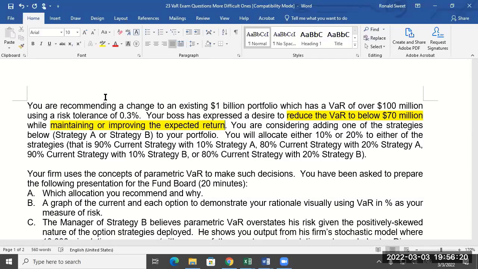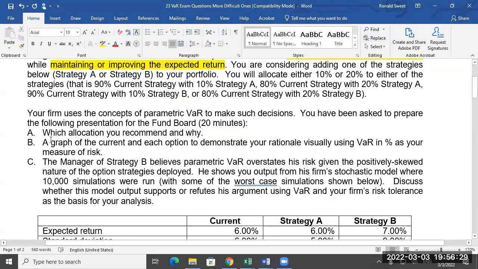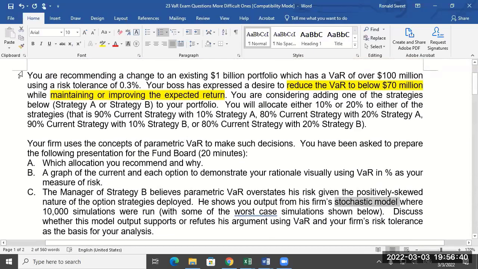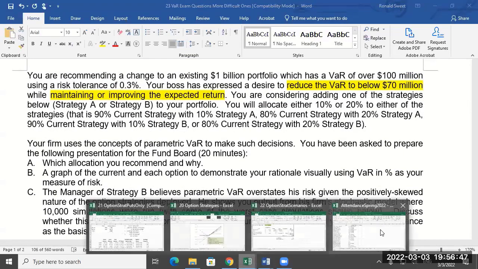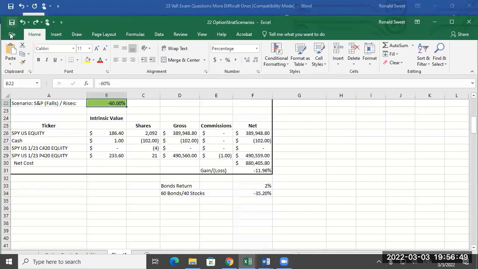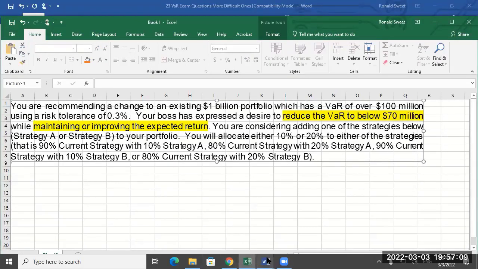So you got to read the question real carefully as far as what's the better answer, because there may be an answer you think is better, but it's not in what they told you to do, all right? And then you're going to graph it. And then we'll get down here to a stochastic model. We'll talk about the stochastic here in a second, all right? So let's copy this into Excel. I'm going to do the calculations in Excel, and let's get the data in there.